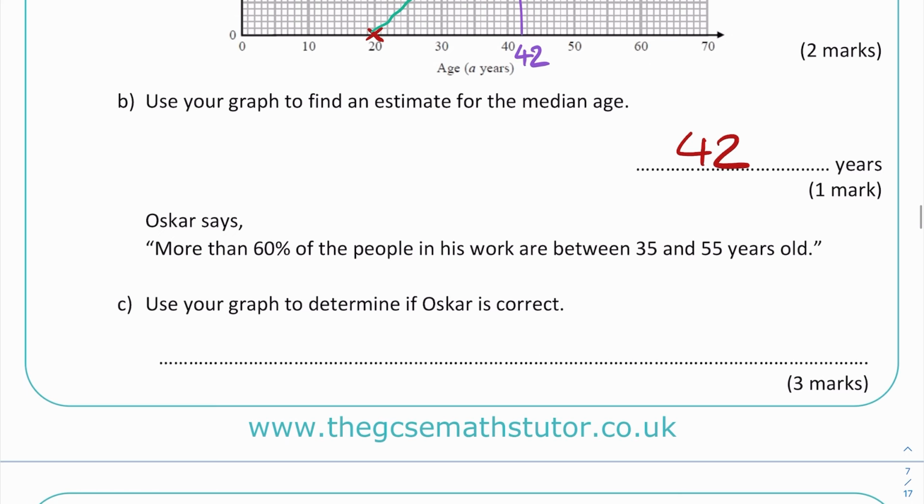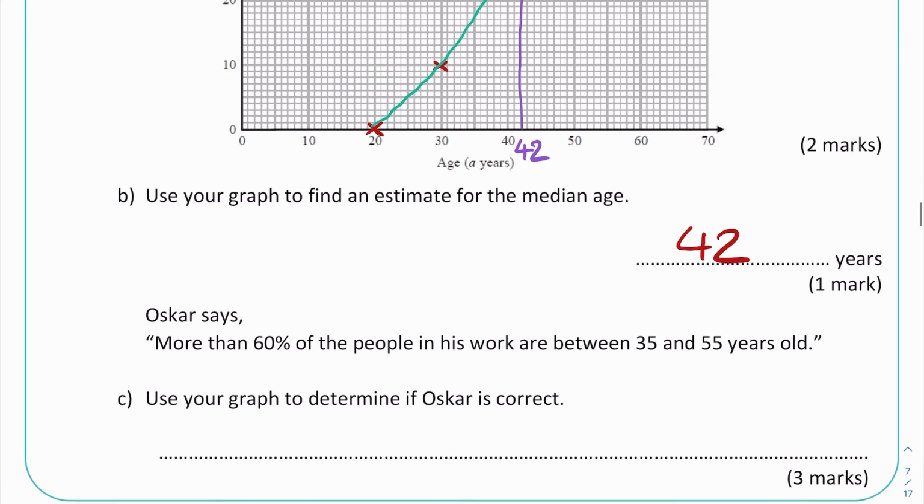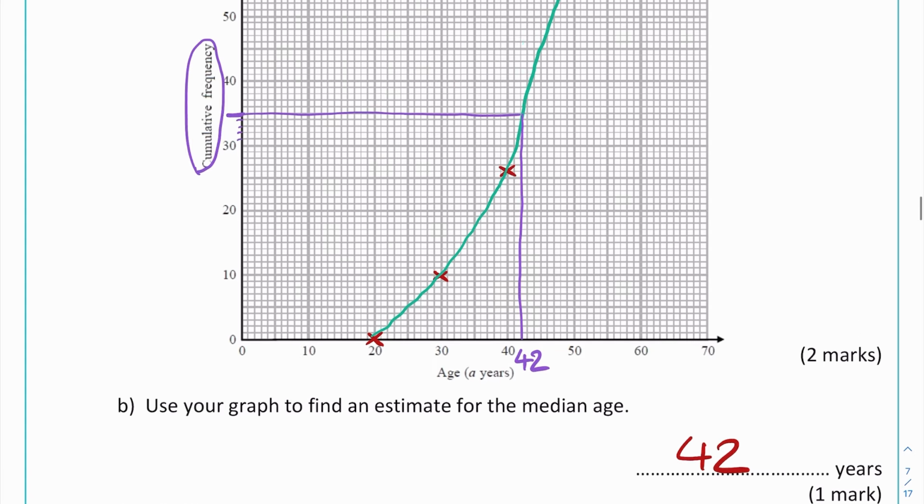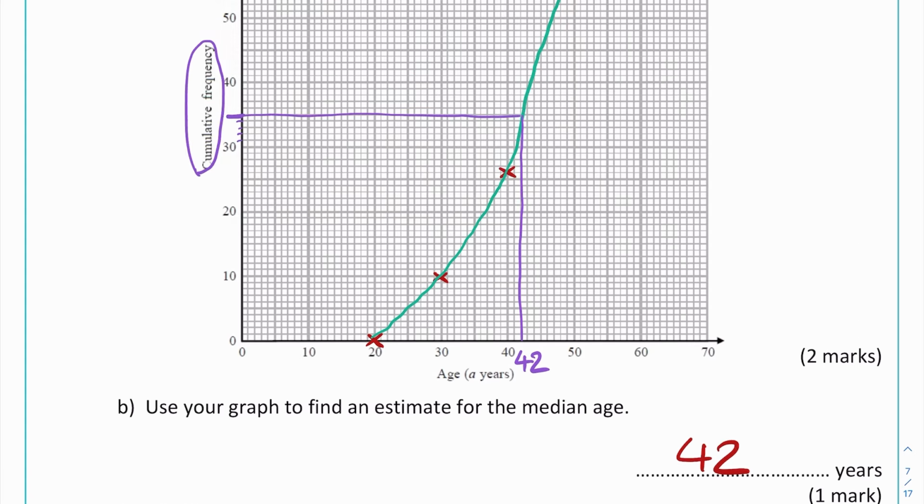For part C, it says, Oscar says more than 60% of people in his work are between 35 and 55. Use your graph to determine if Oscar is correct. So if we have a look, how many people are between 35 and 55 years old? Not the easiest to do because we're drawing a lot on the graph now, but if we go up from 35, and let's get a different colour so we don't get confused between these. So 35 is up to there, and if I go across from 35, that lands on 17 people.